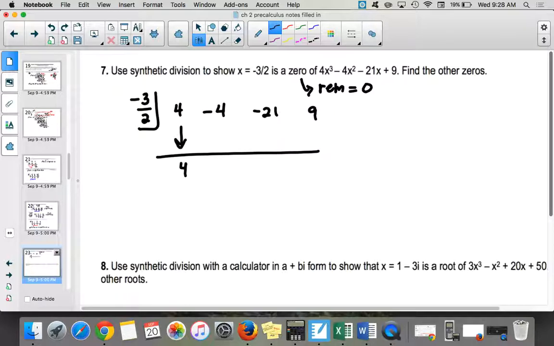What is that number? Negative 6, right? Negative 3 over 2 times 4, so the 2 and 4 will reduce out. So we get negative 6, and when we add straight down, we get negative 10. So what's negative 3 over 2 times negative 10? Yeah, it's 15, because we'd get 30 on top over 2, which is 15. And then negative 21 plus 15 is negative 6. So what's negative 3 over 2 times 6? Negative 18 on top over 2, so negative 9.